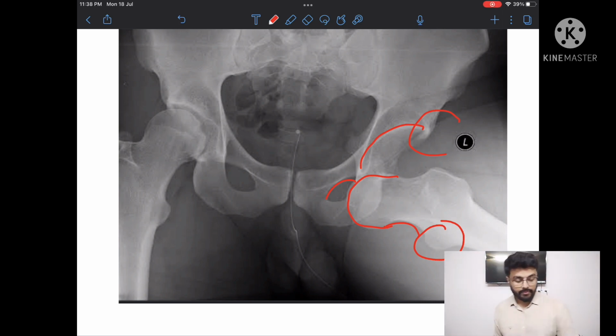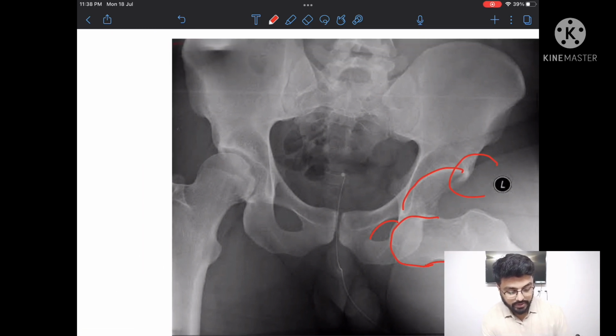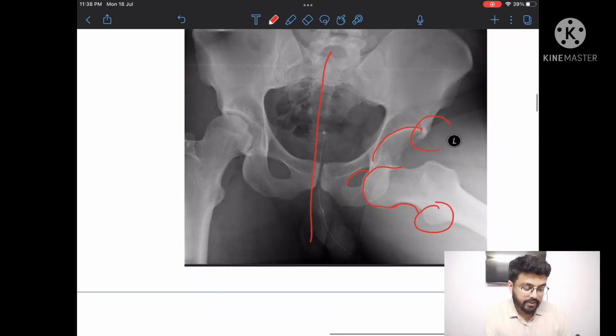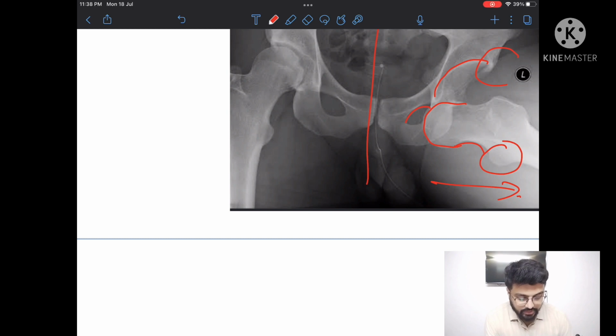This is the midline. So it is in abduction. So flexion, abduction, and external rotation. Again, closed reduction under general anesthesia or under the cover of anesthetics should be done.